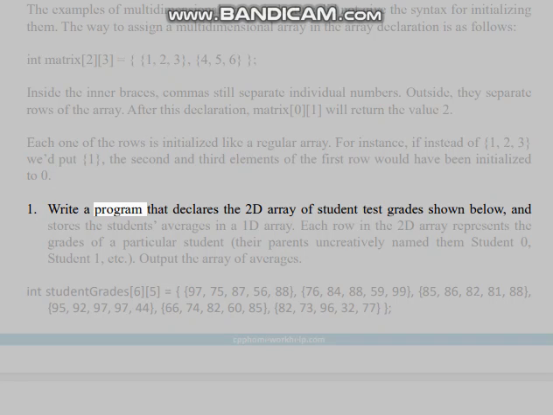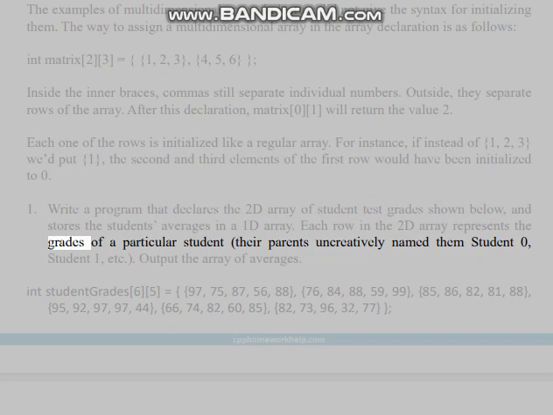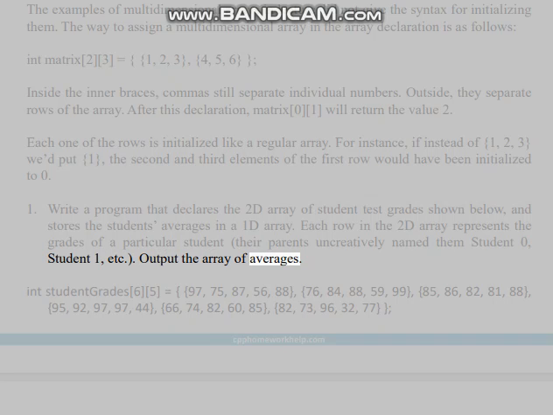1. Write a program that declares the 2D array of student test grades shown below and stores the students' averages in a 1D array. Each row in the 2D array represents the grades of a particular student. Their parents uncreatively named them student 0, student 1, etc. Output the array of averages.